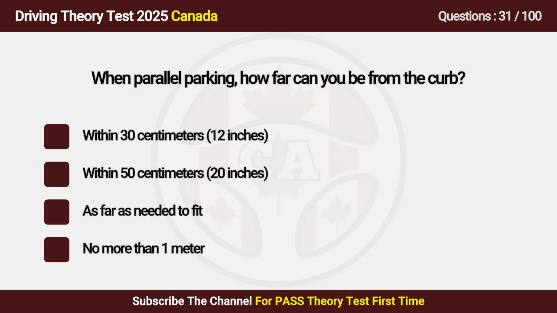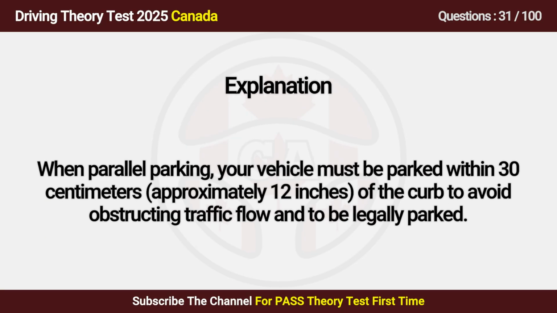Question 31. When parallel parking, how far can you be from the curb? A. Within 30 centimeters (12 inches). B. Within 50 centimeters (20 inches). C. As far as needed to fit. D. No more than 1 meter. Answer is A. Within 30 centimeters (12 inches). When parallel parking, your vehicle must be parked within 30 centimeters, approximately 12 inches, of the curb to avoid obstructing traffic flow and to be legally parked.